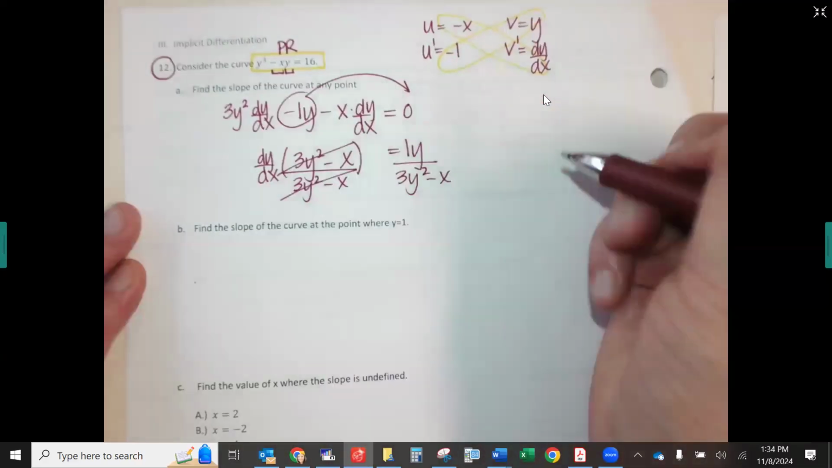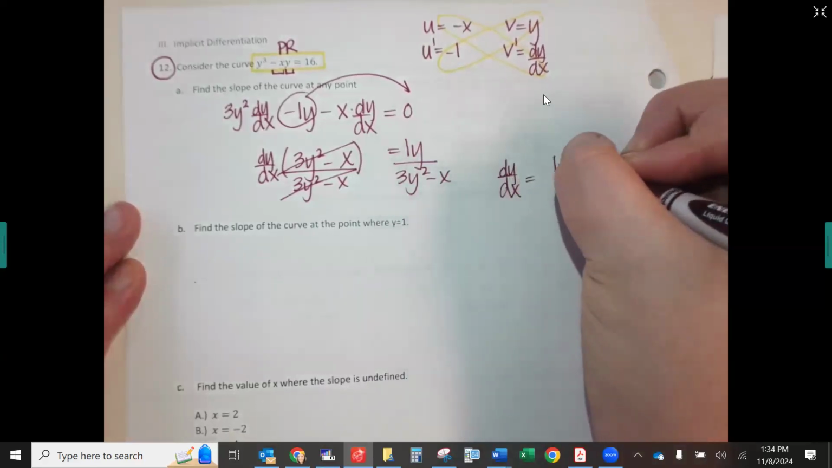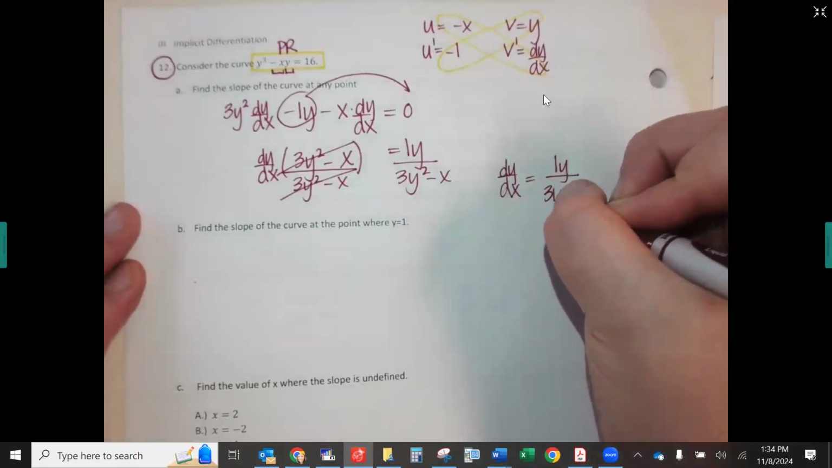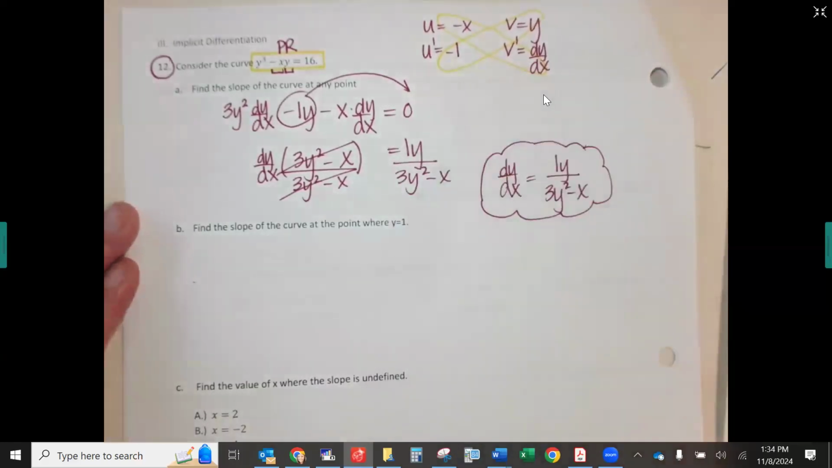So I have dy/dx equals 1y, or I guess you don't have to write the 1, but you can, over 3y squared minus x. Okay. Part B says, find the slope of the curve at the point where y is 1.